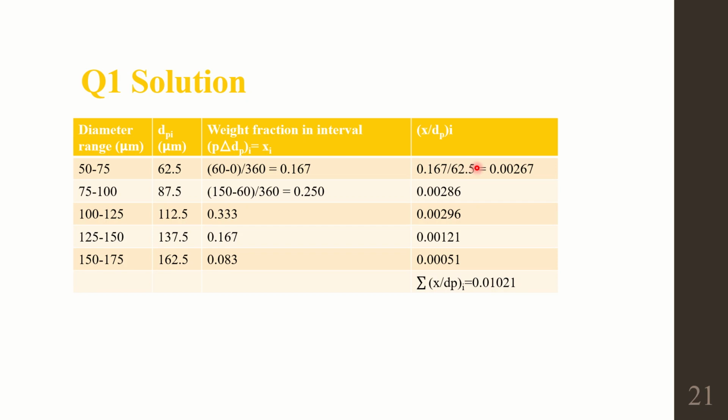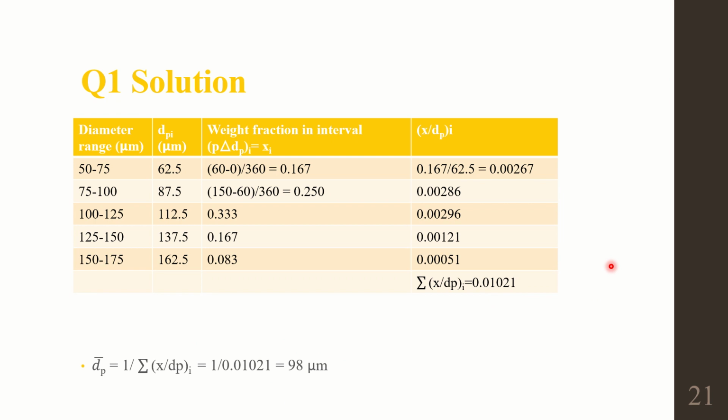So 0.167 by 62.5 gives 0.00267. Similarly, we have calculated the x by dpi, and the total of all these gives us 0.01021. So the inverse of this gives the average diameter, that is 1 by x by dpi, which is 1 divided by 0.01021, giving us 98. So the answer is 98 micrometer.